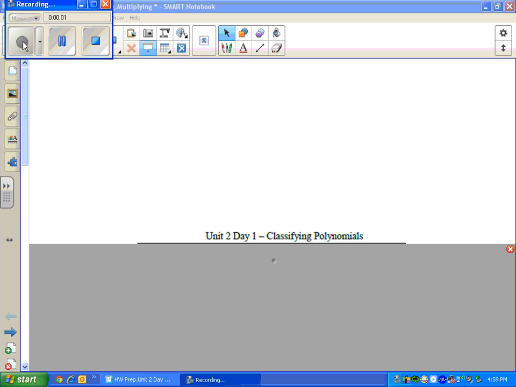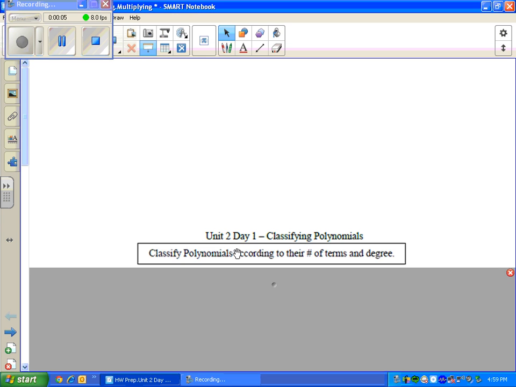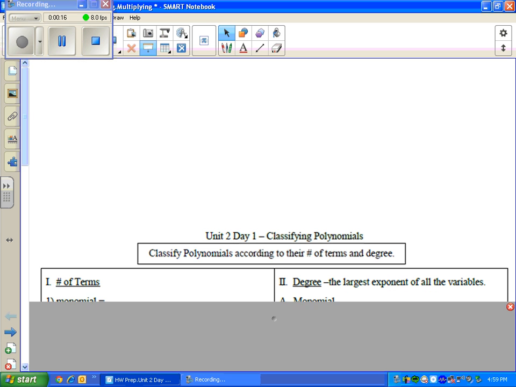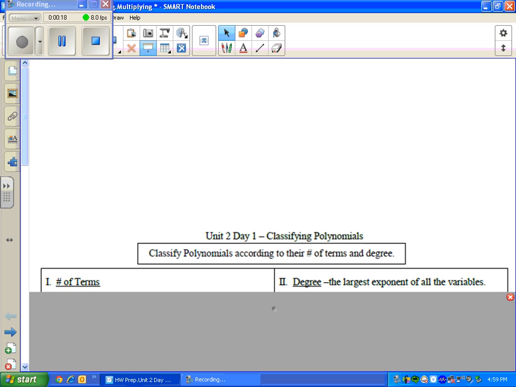Day one homework prep. First side is classify polynomials. Go ahead and copy down your learning objectives. We're going to classify polynomials according to the number of terms and their degree. So let's talk about the number of terms first. Okay? So Roman numeral 1, number of terms.